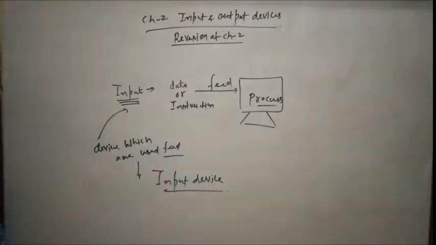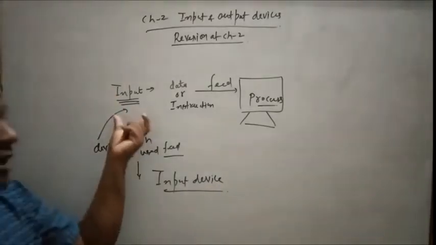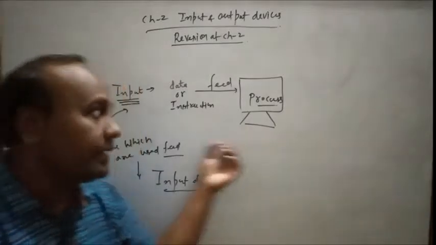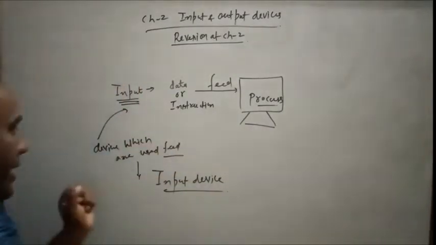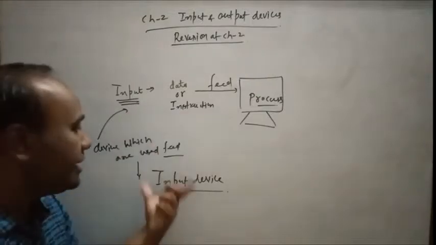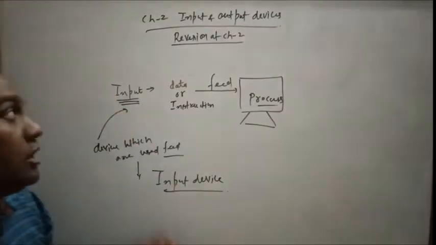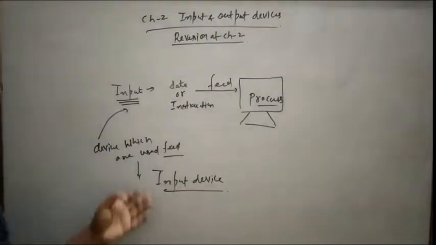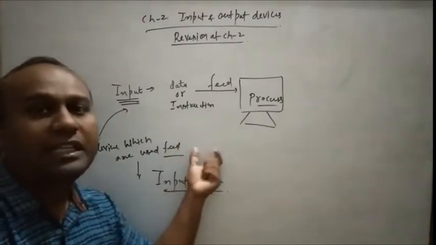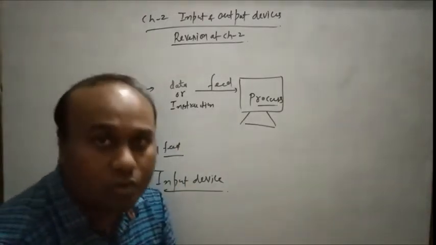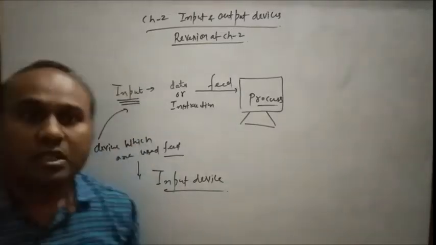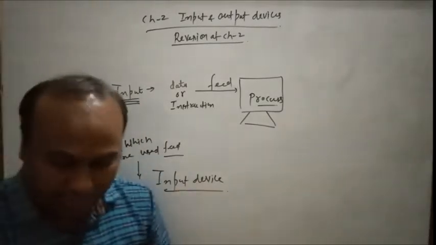Okay, once again I repeat my words. What is input? Data or instruction fed to the computer to process is called input, and the devices which are used for this process are called input devices. So in this chapter we are going to continue input devices: what are the types of input devices, what is the use of input devices, and other factors of the input devices. So let's continue the process one by one.